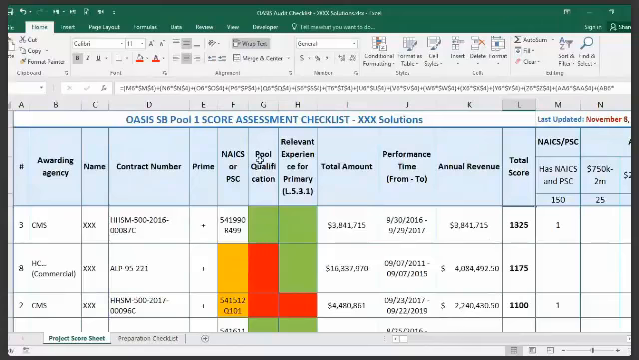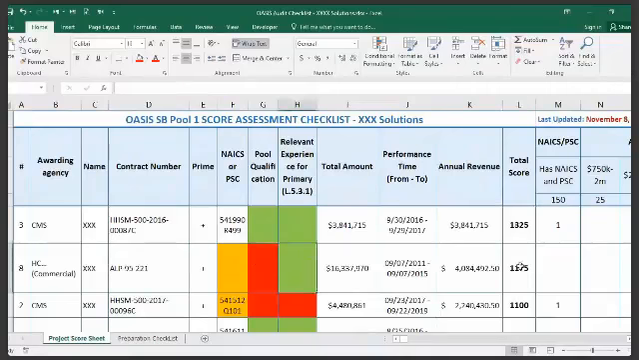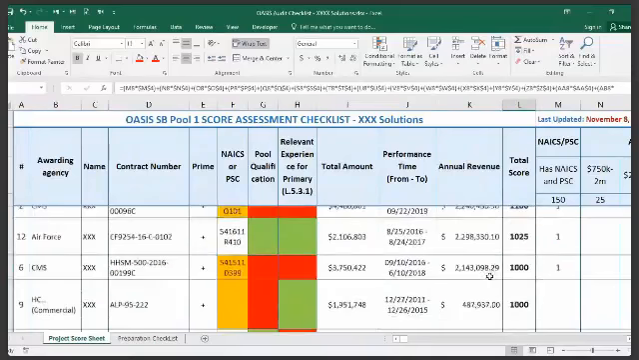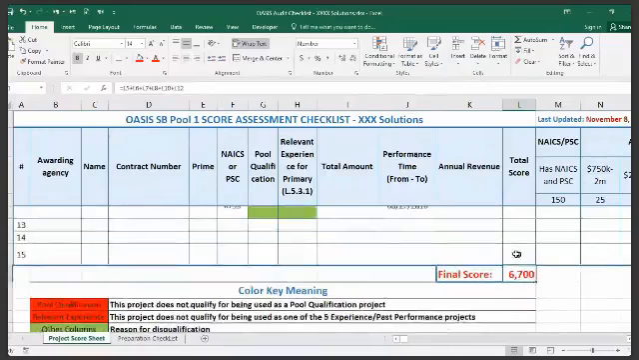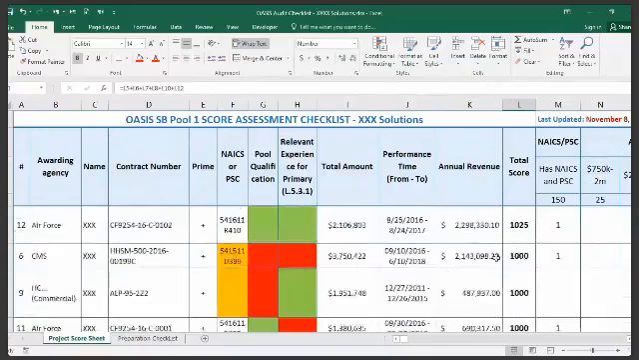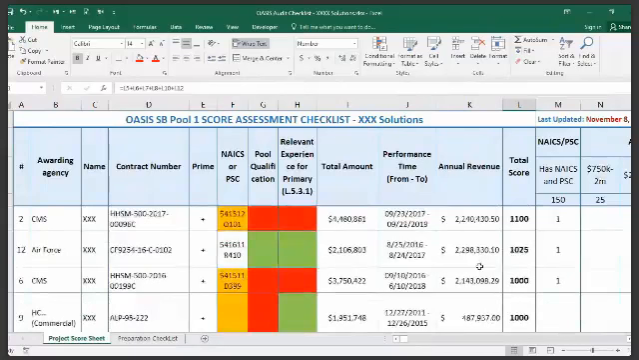This can't be used as a pool qualification, but it can be used as a relevant experience project. So I'm going to use it. So at the end, this form gives you a number here. Based on those 5 contracts, the highest numbers, which are per the requirements, my score would be 6,700. Or your score might be low, and you'll see that, for example, the 5th contract or the 2 of the lowest ones, you need to swap with the partners in order to make sure that your score will get higher. So that way you know which contracts you should bring in from the partner, what capabilities they should have.